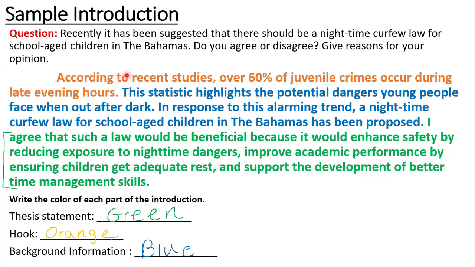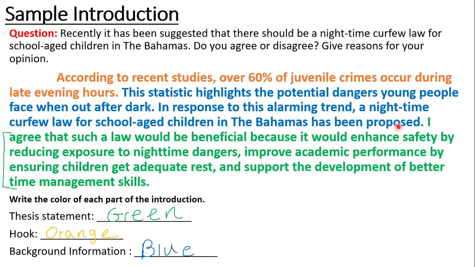So I said, according to recent studies, over 60% of juvenile crimes occur during late evening hours. Then I said, this statistic highlights the potential dangers young people face when out after dark, so I am talking more about the statistic, right? But not only do we explain the hook in the background information, we must also connect it with the thesis. So the next part connects it with the thesis. In response to this alarming trend, a nighttime curfew for school-age children in the Bahamas has been proposed. So now I'm connecting it to my thesis.